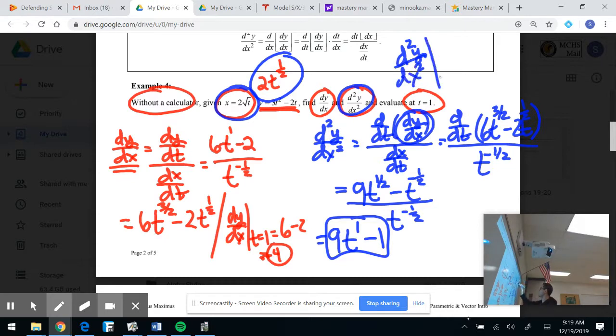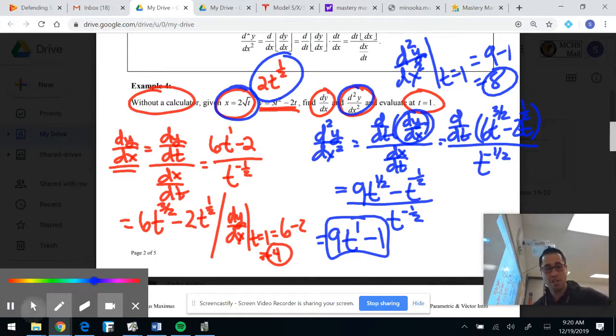Sorry that I'm going over here, but I'm going to evaluate that at t equals 1, which would be 9 minus 1, which would be 8. 1, 2, 3, 4, 5, 6, 7, 8. 8 is 8 in Japanese.